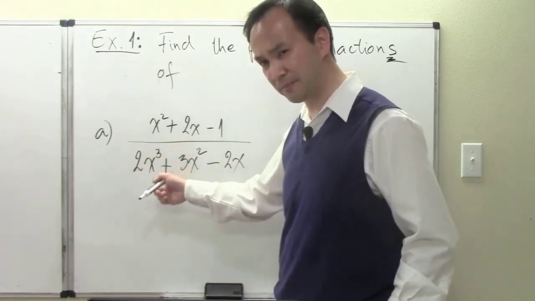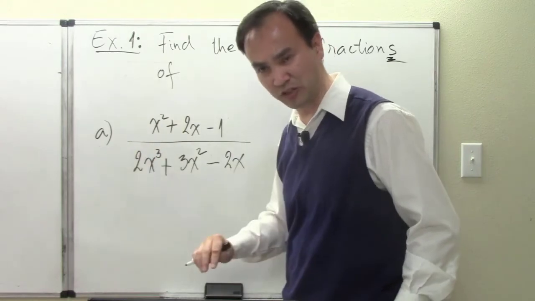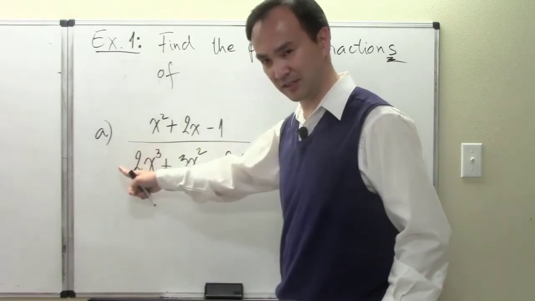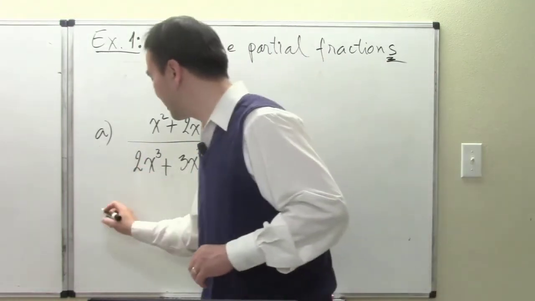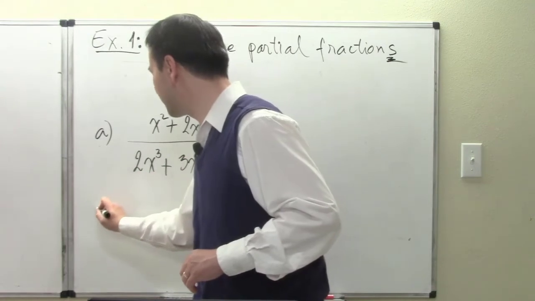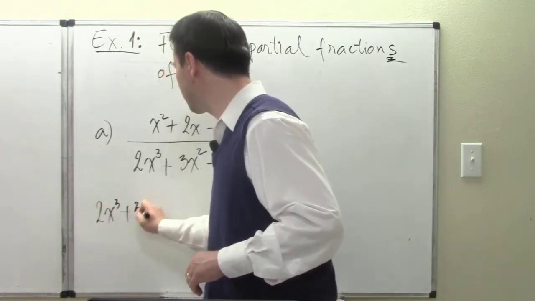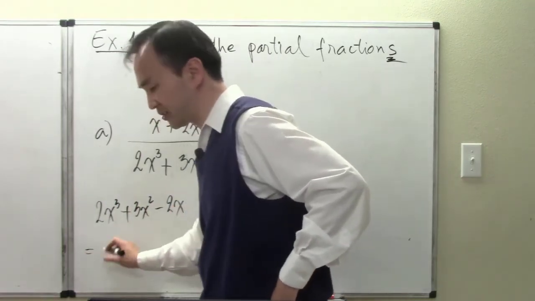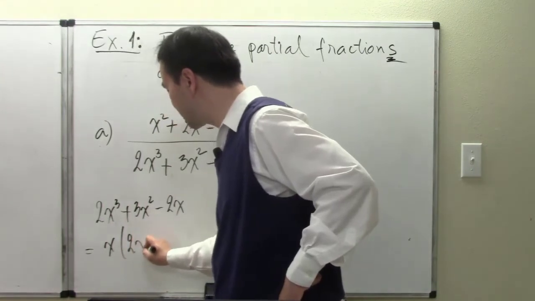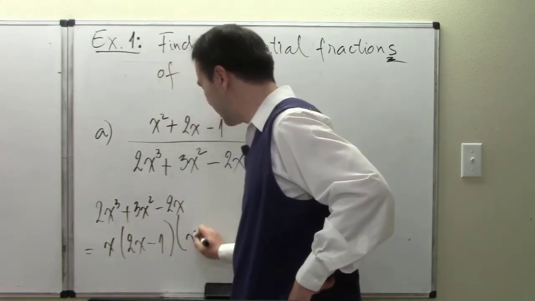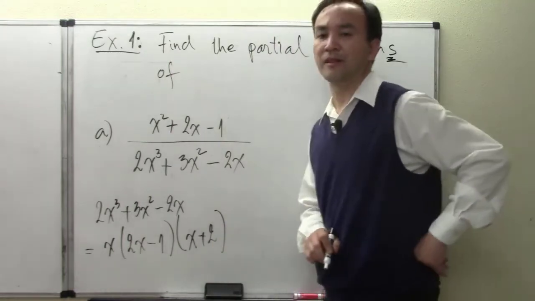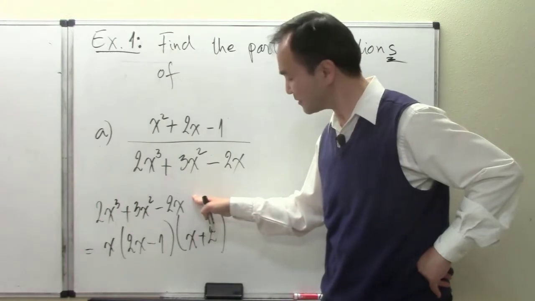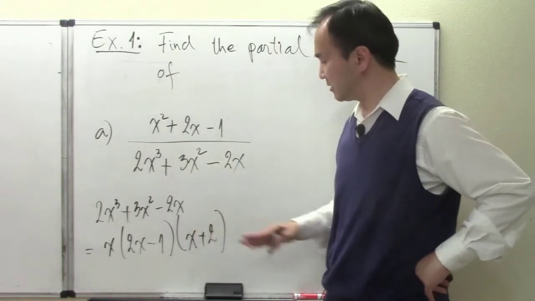Okay, so allow me to skip that. You can go ahead and pause the video and spend your own time factoring this. But the final factored product of this, in factored form, 2x cubed plus 3x squared minus 2x, is going to be x times (2x minus 1) times (x plus 2). This is the factored product of that entire denominator.